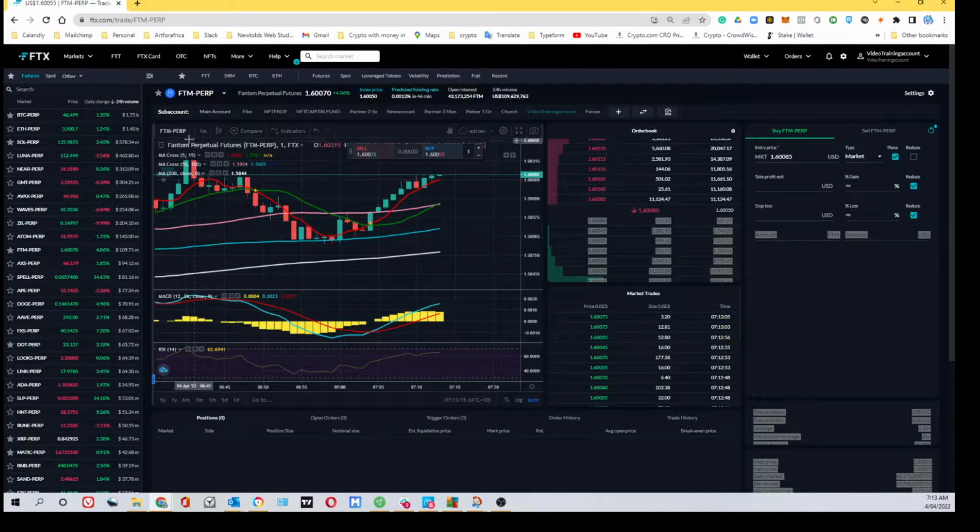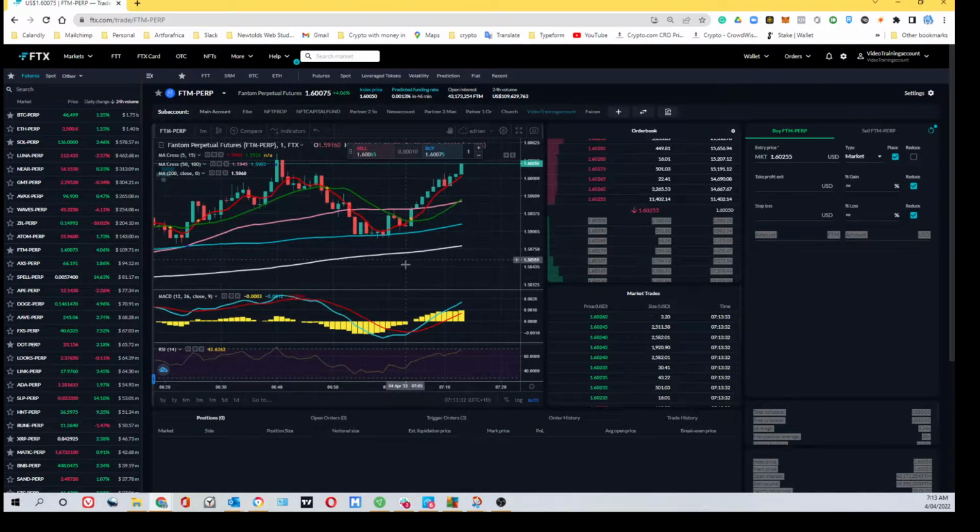And why are these important? These are pretty much what most bots and most analysts use to date these time frames. So as you can see at the moment, Phantom, which on my main account I'm pretty heavily invested in, and I'll show you why. I believe this coin is the next one that's going to go nutso.